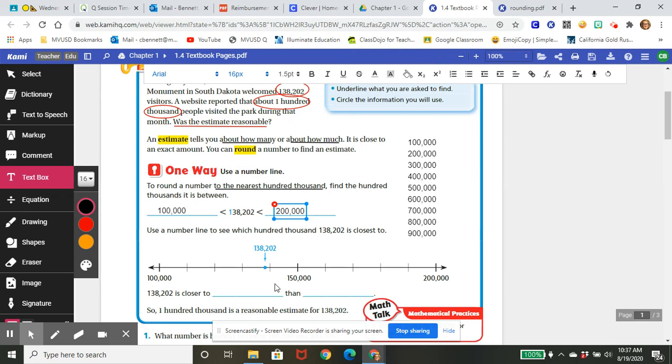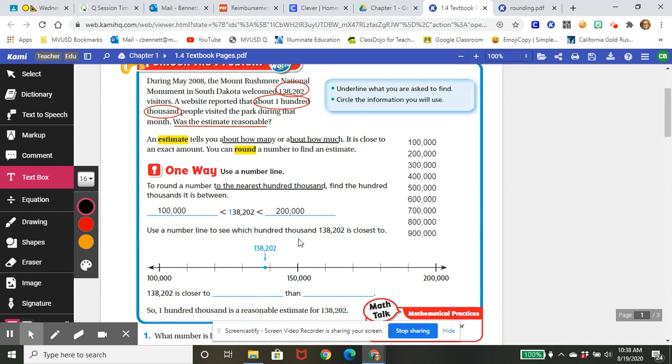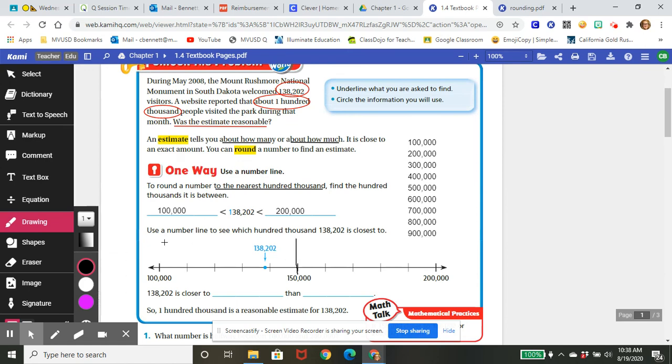Okay. And so now I just have to decide, which side is it closer to? Here's my middle line. Is it closer? Sorry, I'm trying to get the drawing tool. Is it closer to this side, or is it closer to this side?